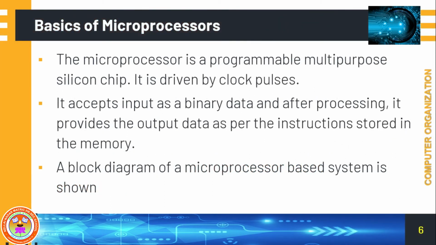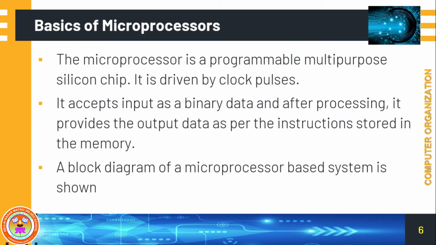The microprocessor is a programmable multi-purpose silicon chip. So what does microprocessor mean? It is a programmable multi-purpose silicon chip. It is driven by clock pulses. What is the need for clock pulses? Only then can it be determined at what time, or how much time, it will take to process any data or execution. That's why they are added in the microprocessor. So the microprocessor is a programmable multi-purpose silicon chip.